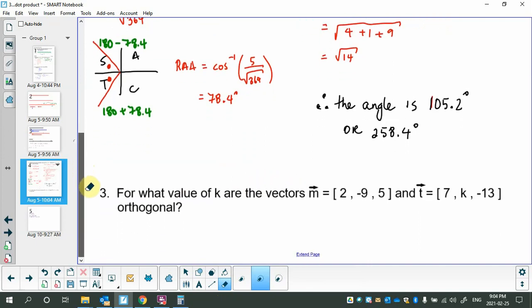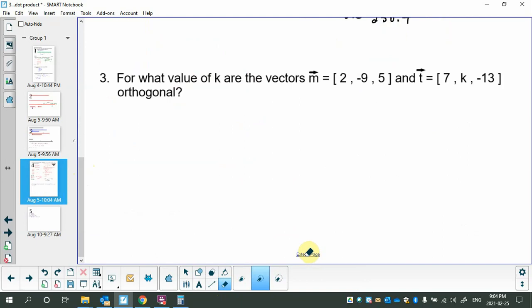All right, next sort of semi-application question. For what value of k are the vectors m, which is components 2, -9, 5, and t, components 7, unknown k, and -13, what value of k makes these orthogonal? So orthogonal means that the dot product is 0. Orthogonal meaning 90 degrees, meaning perpendicular. Now I don't have vectors a and b, I have vectors m and t.